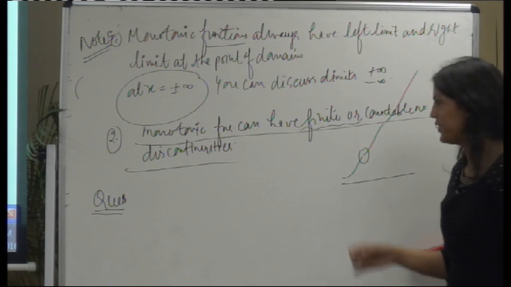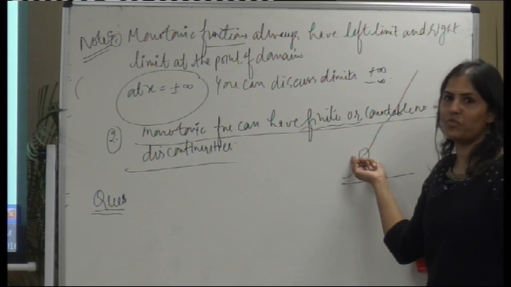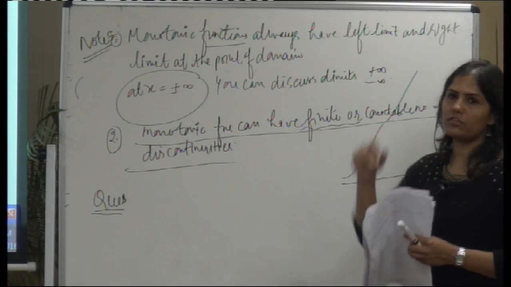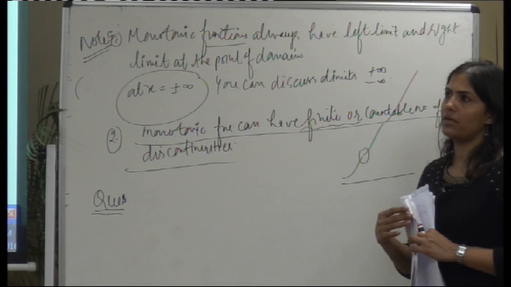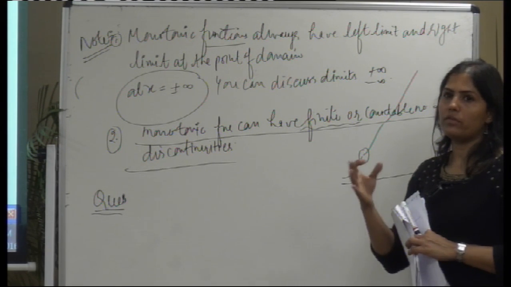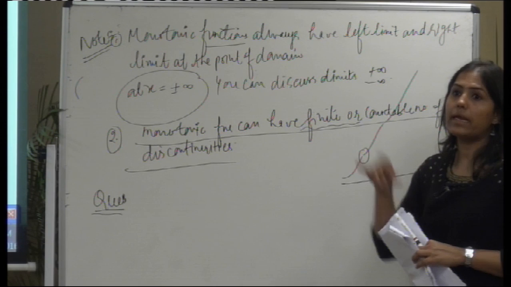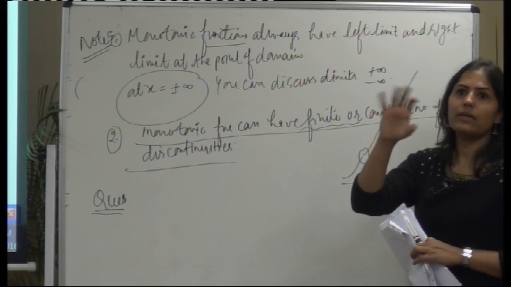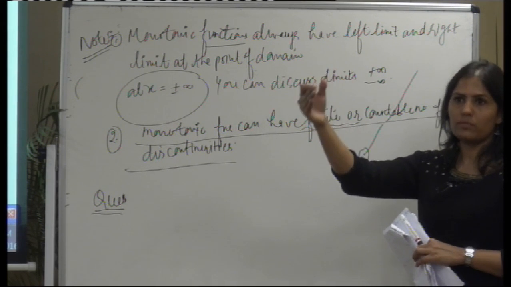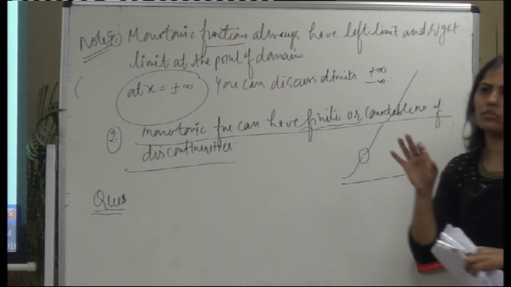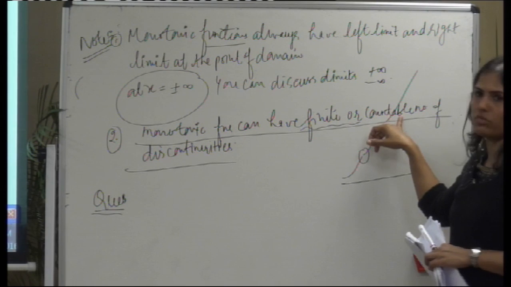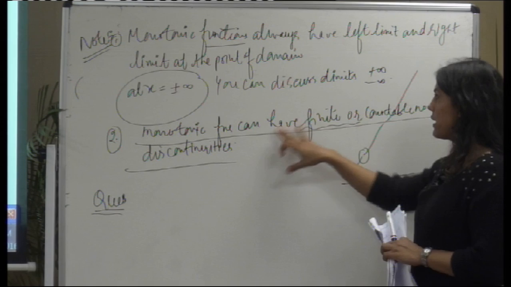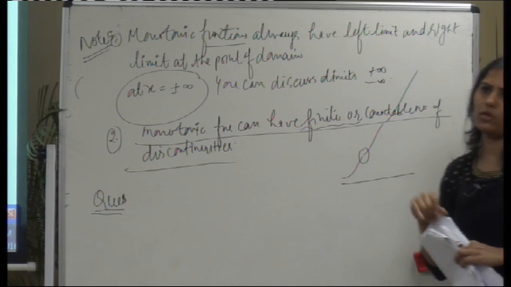Like for the greatest integer function, where is the function discontinuous? At integers, no? Integers are countable, you know, 0, plus minus 1, plus minus 2, plus minus 3. Such types of discontinuity are basically countable. Is it fine? So a monotonic function can have a finite or countable number of discontinuities.